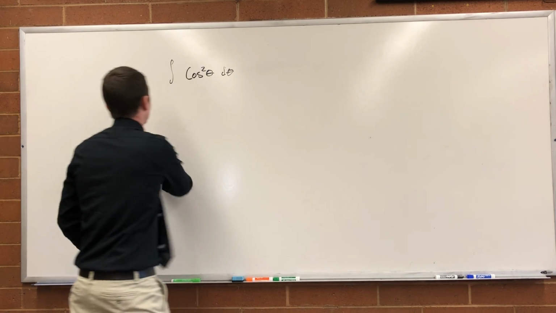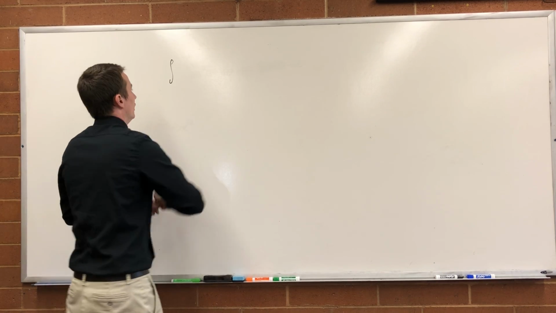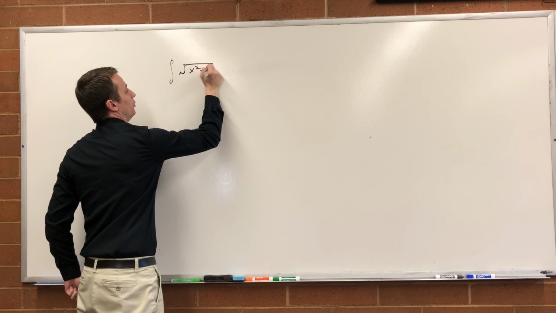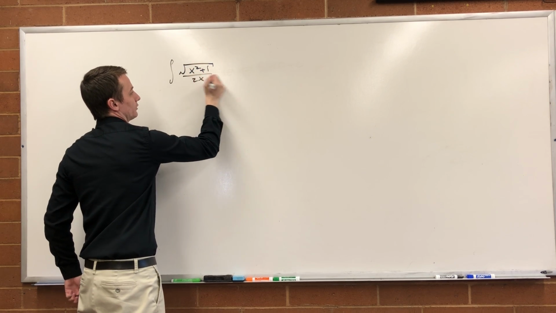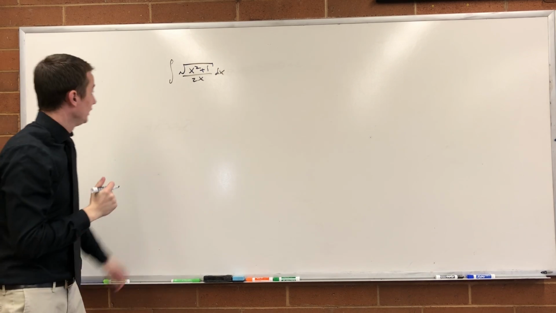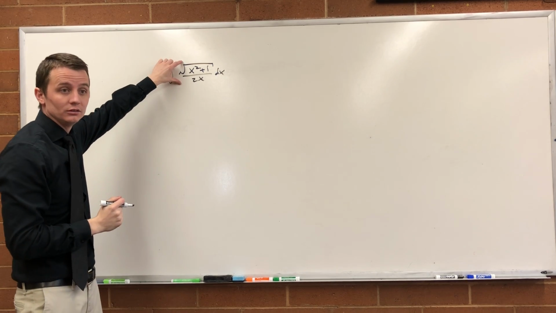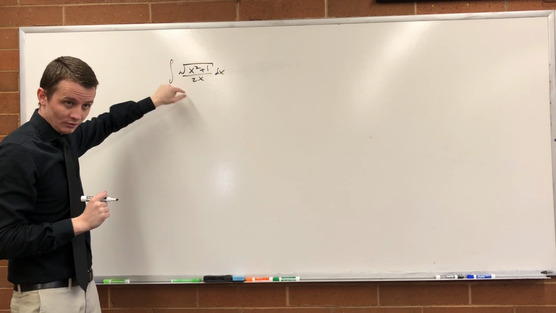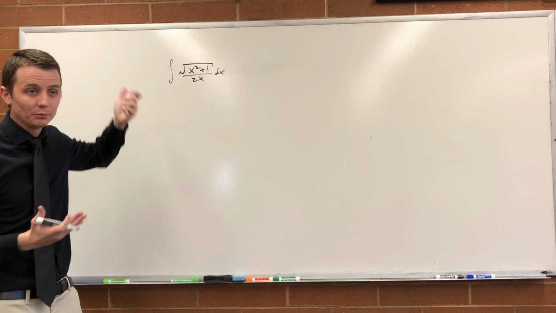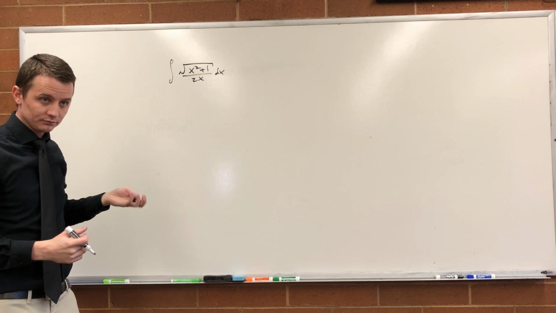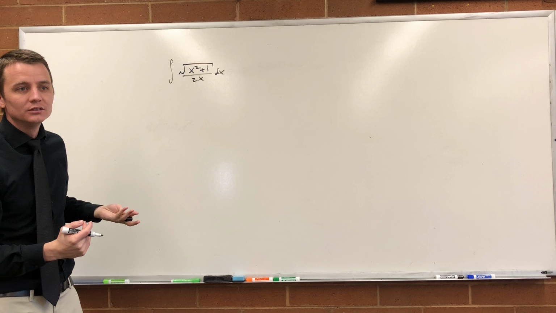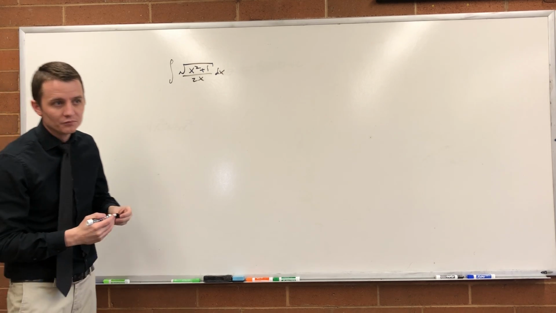Or if I were to give you something like the square root of x squared plus 1 over 2x. You know how to take a derivative of something that looks like that real easy. That would be the quotient rule. How do we get the integral of something like that? That's a much harder question. What is that the derivative of? That's much harder to answer.